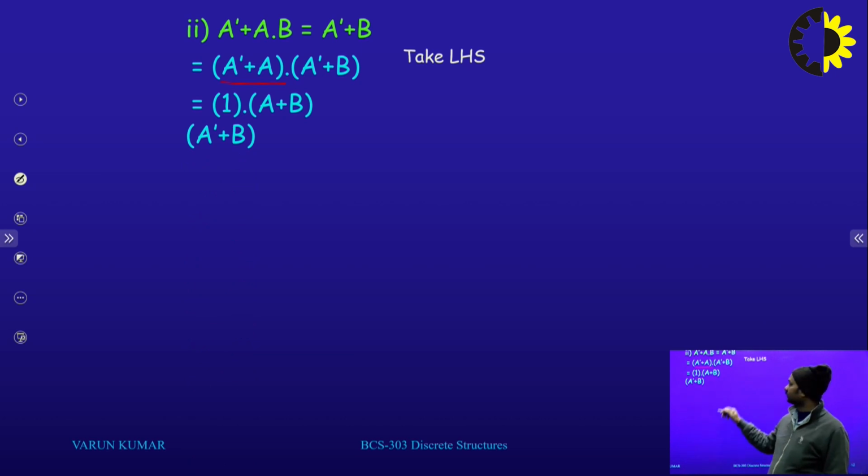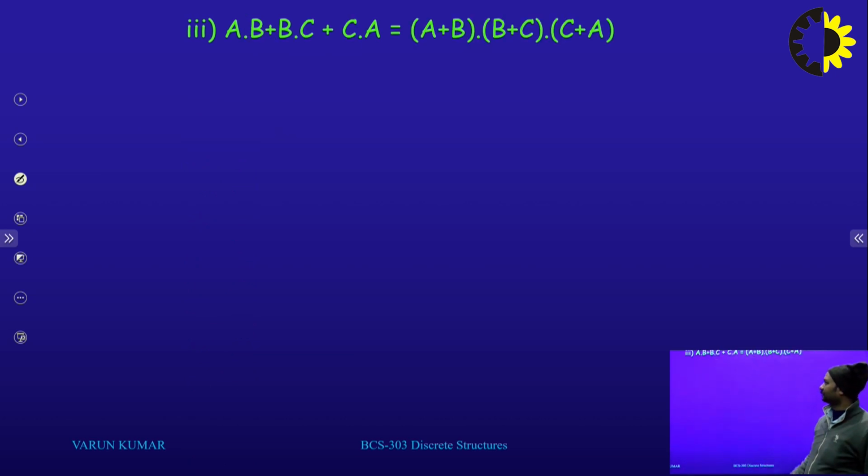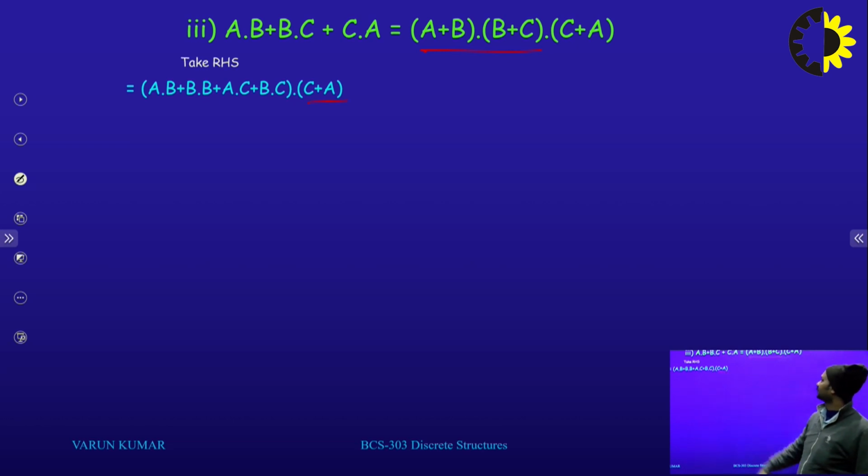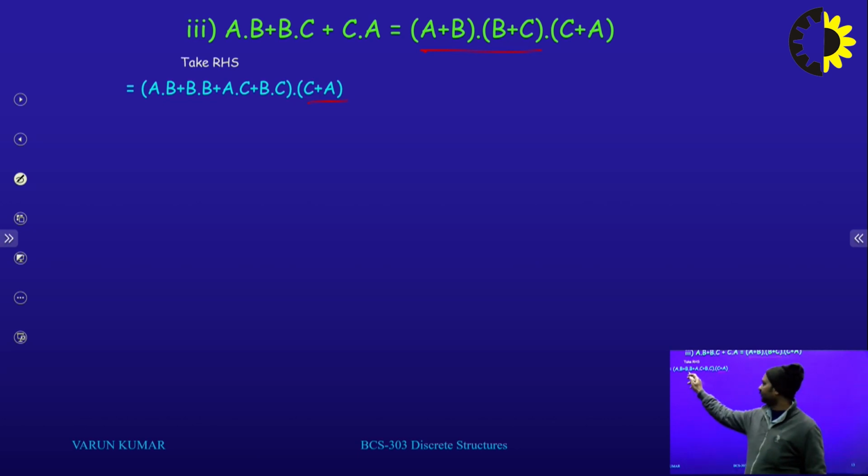Then AB + BC + CA is equivalent to (A + B) . (B + C) . (C + A). Then take the right hand side. We multiply the terms, then we get A.B, B.B, A.C, B.C, and again dot (C + A). B.B becomes B.